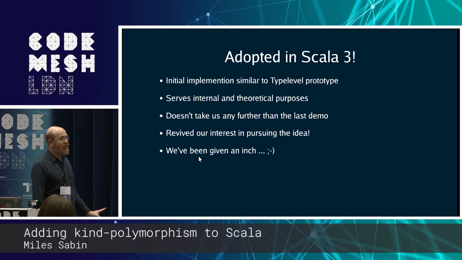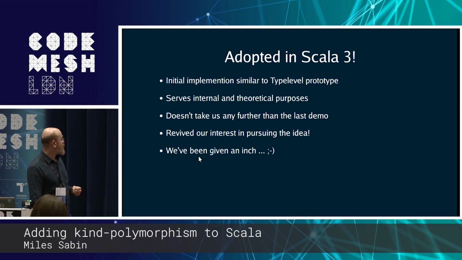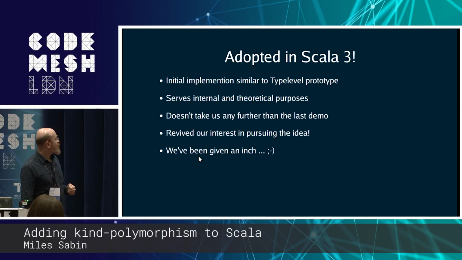It actually turns out that there are some interesting internal reasons in the Dotty compiler which make it actually quite useful to have kind polymorphism available. Because it's basically identical to the feature, at least on the surface, to the variant in Typelevel Scala, it doesn't take us any further than the last demo. However, we've got this far, so it seems like there is some mileage in actually trying to do a little bit of work on pushing the idea a bit further and making it something that you might want to use other than as an internal compiler artifact.